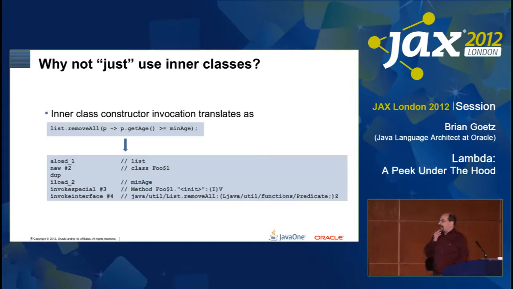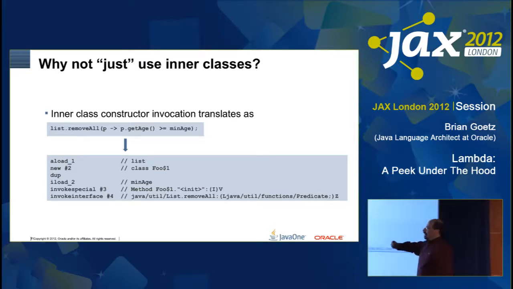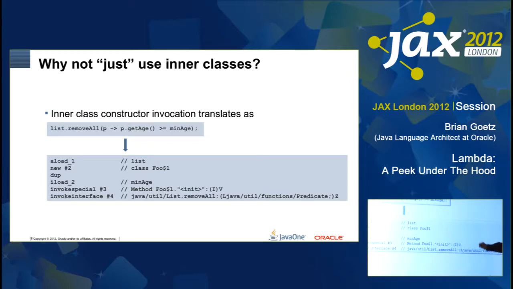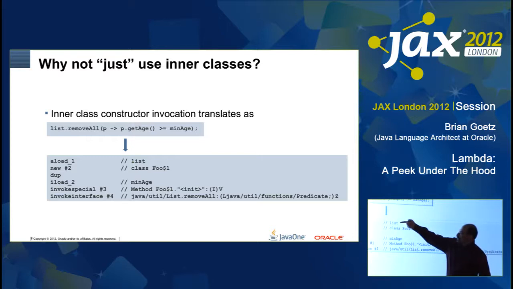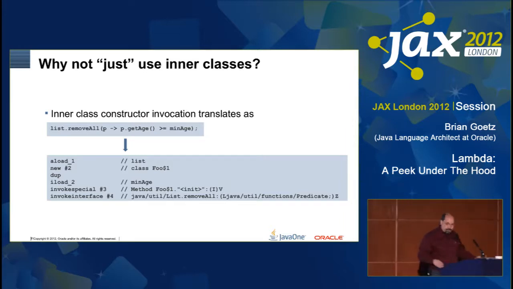And just to take a look at the bytecode for what that looks like, it's also pretty straightforward. Push the list on the stack, create a new foo$1 instance, pass min age to the constructor, call the constructor, so now the predicate is on the stack, and then we invoke the removeAll method, receiver is here on the stack, predicate is here on the stack, and we call this static method. So it would have been straightforward, but like I said, we didn't want to do that.